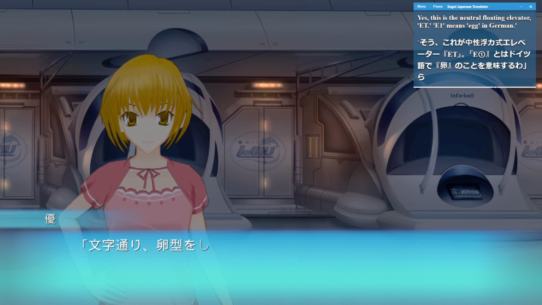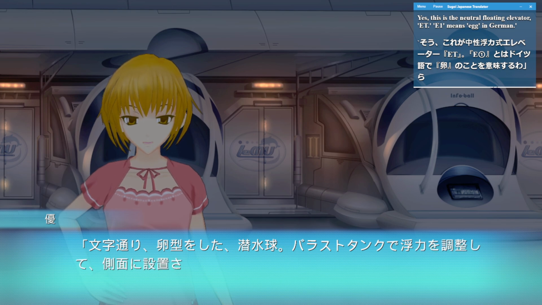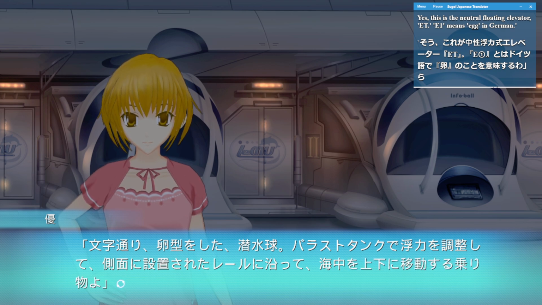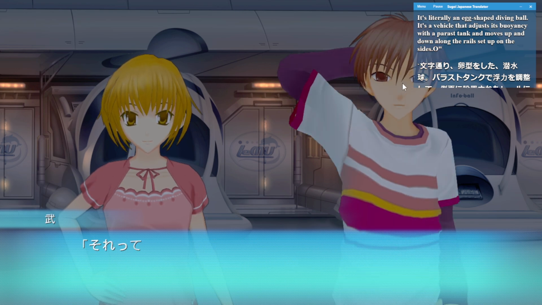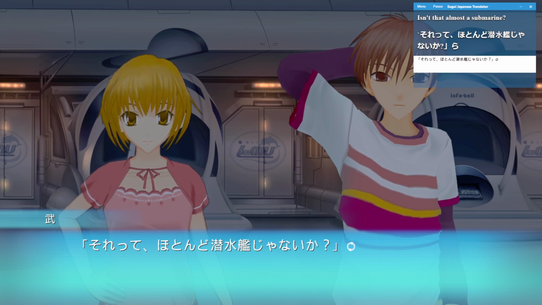Literally an egg-shaped diving ball. It's a vehicle that adjusts its buoyancy with a ballast tank to move up and down along the rails set up on the sides. So is that a German pun to egg the Somnium Files? What does that have to do with eggs? Isn't that almost a submarine? He's gonna ask if he can go to the surface.